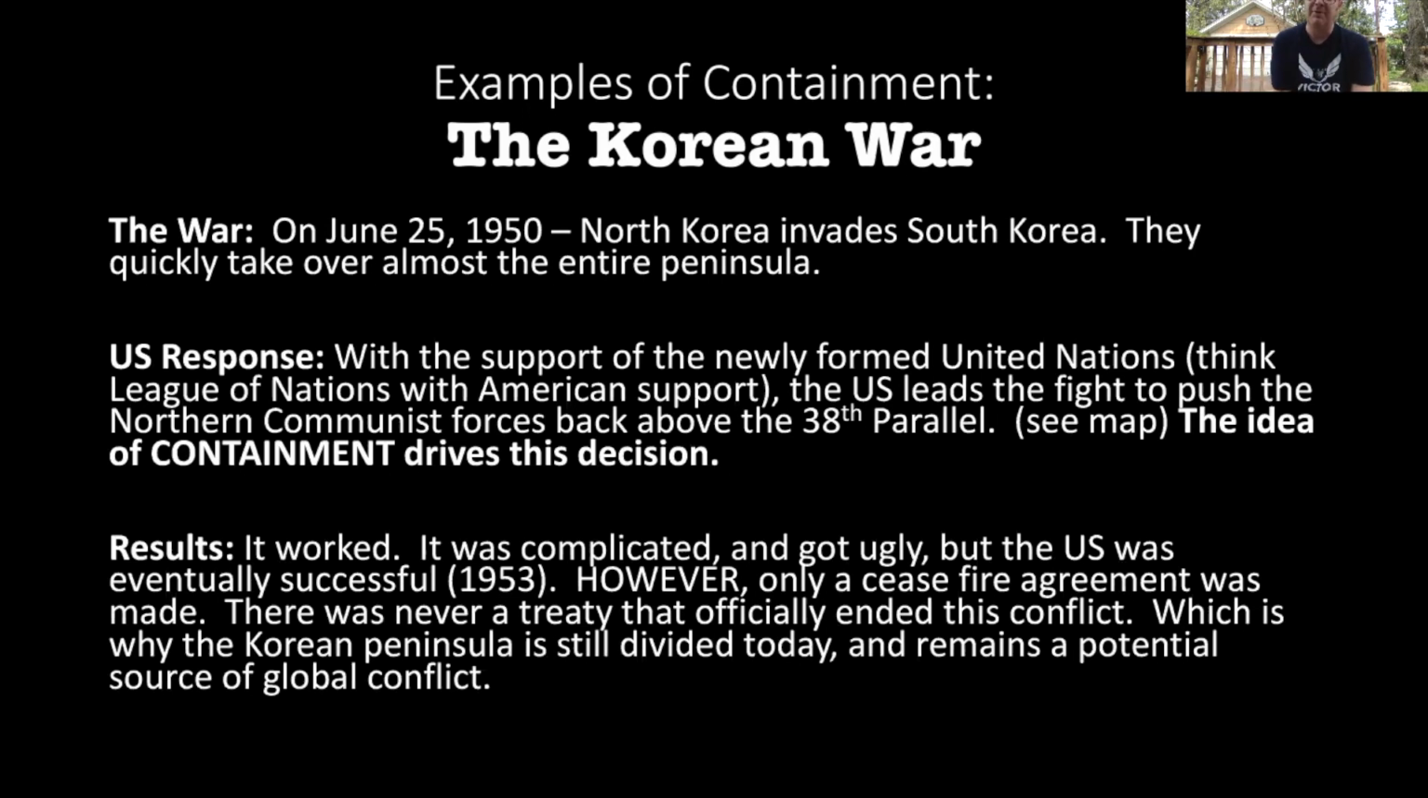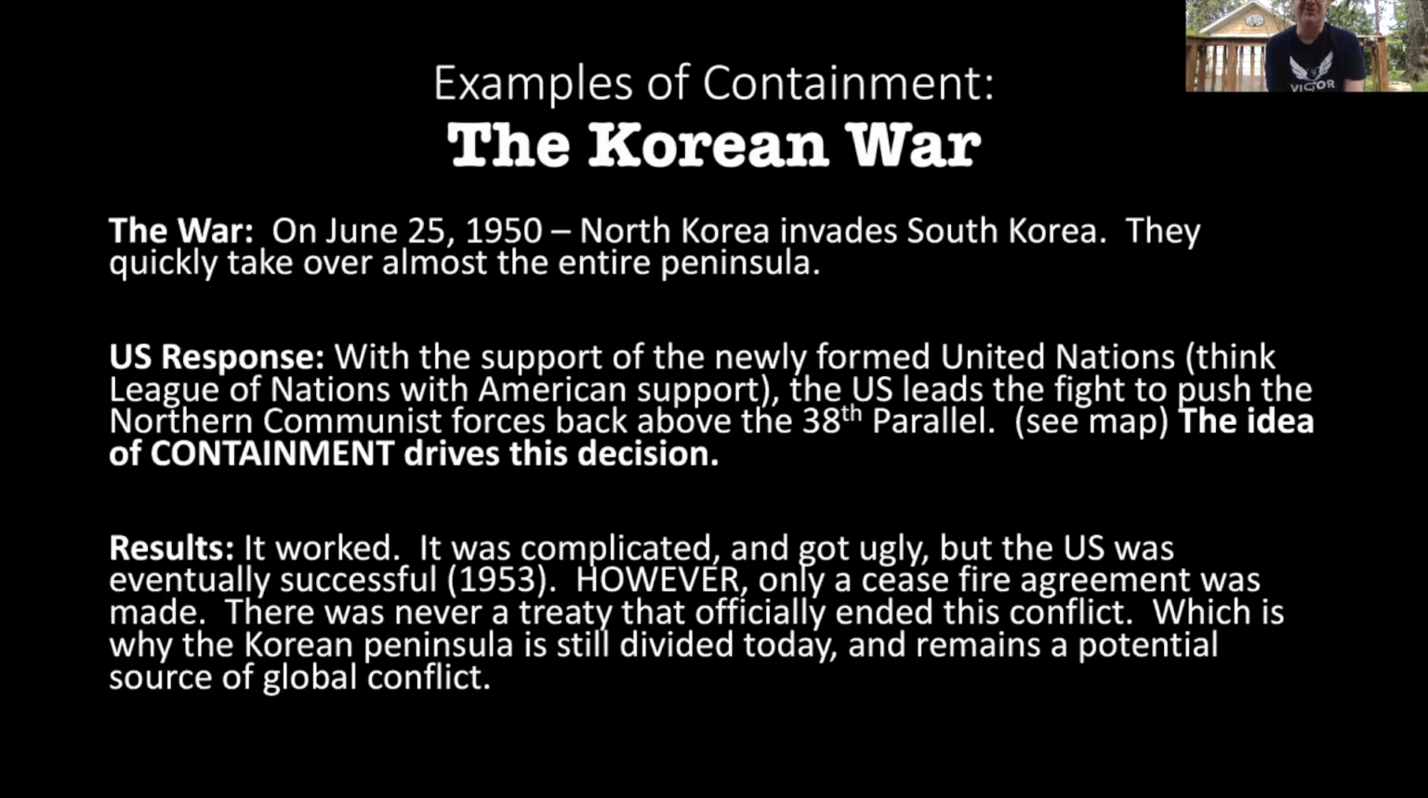So this does work. However, it's really, really complicated. If we were doing this in real school, we would take a whole class to talk about the ins and outs of how crazy this conflict was. It does end, and technically we achieve our goal. If you go back to the map, you'll see that truce line, and that's right at the 38th parallel, which is where all this started in the first place.